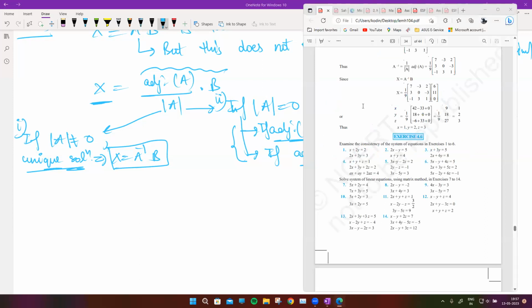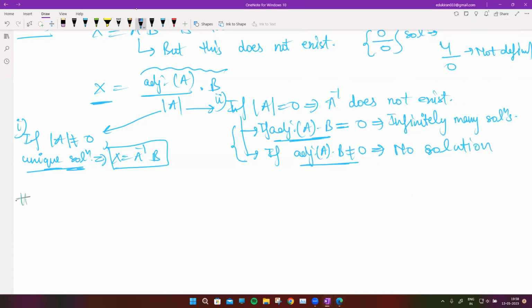Charlie, you have to solve the whole exercise 4.6. Now let's come to some questions from the first 6 questions. Examine the consistency of the given system of equations. They are saying, right? To examine the given system, I would like to first state the rule.